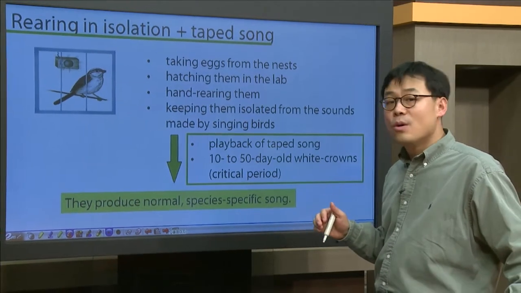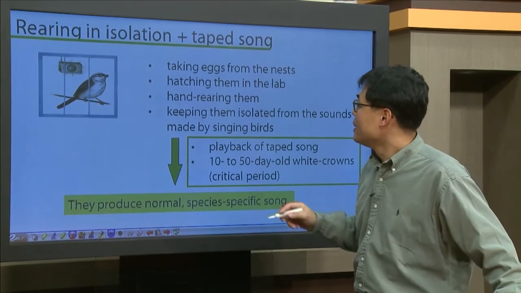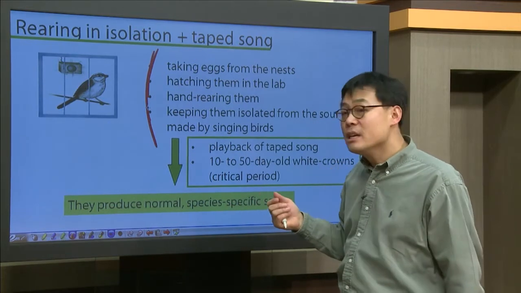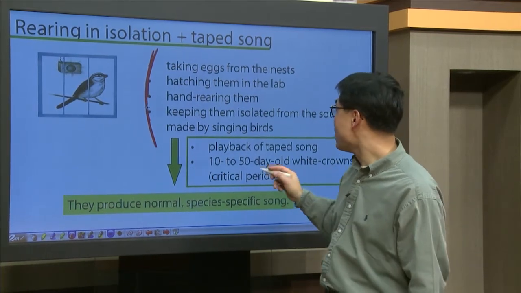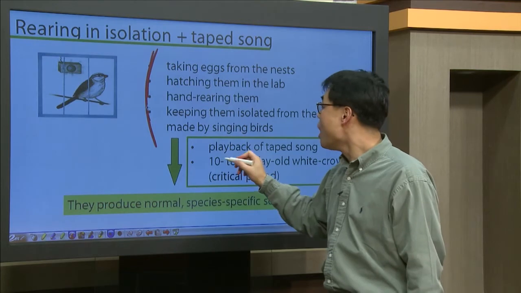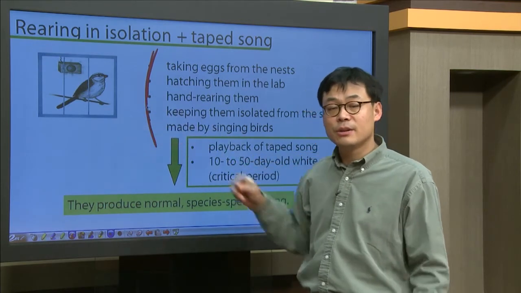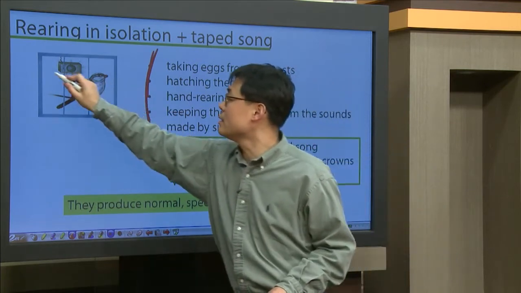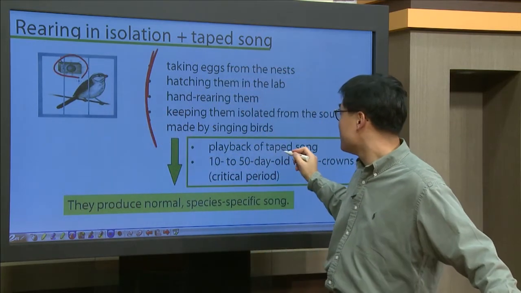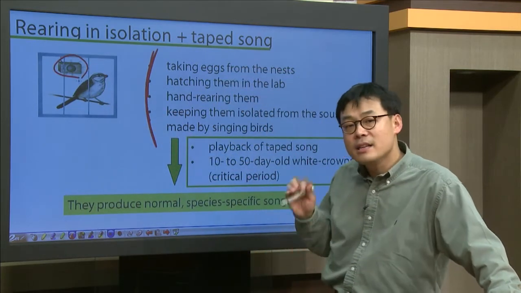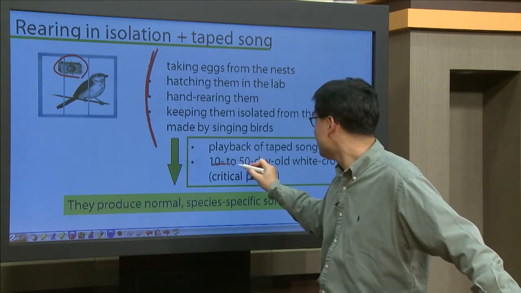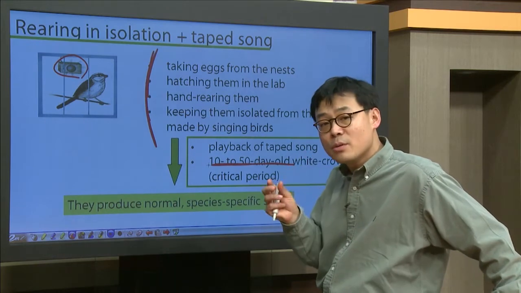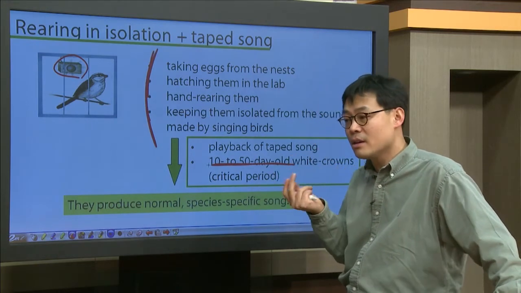Okay, now what he did was that the rearing is basically the same, but he played back the songs of this bird species, not by a real bird. We use speakers here and play back the songs of this bird species. And he did it between 10 to 50 days old. That's called the critical period, or sensitive period. Do you remember that earlier?